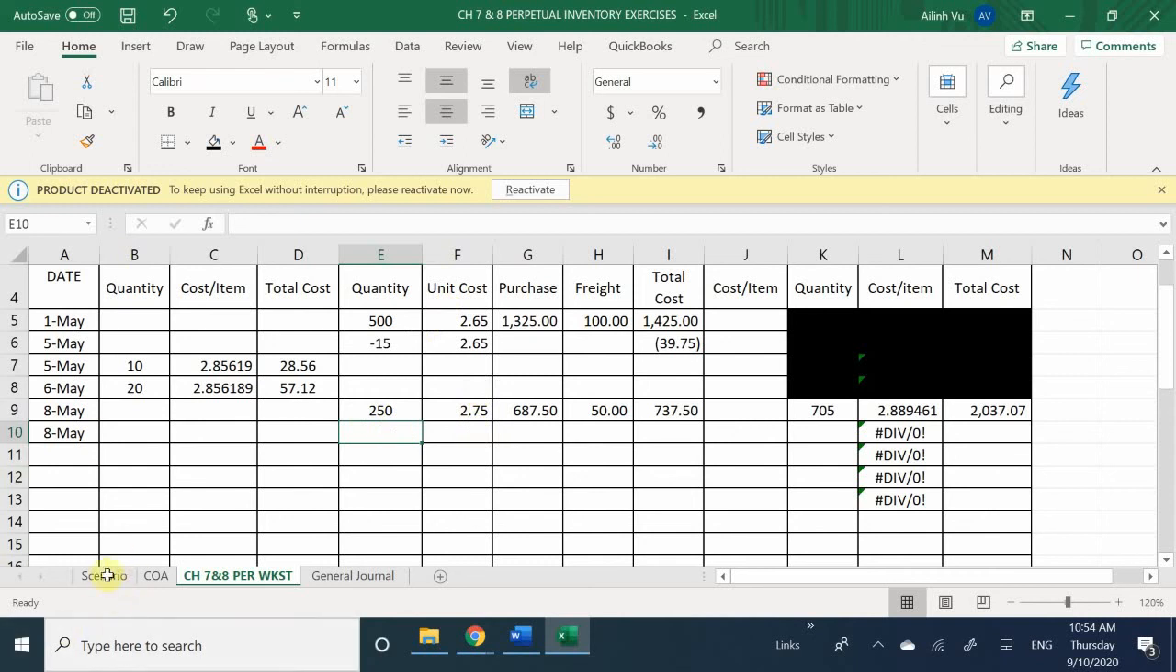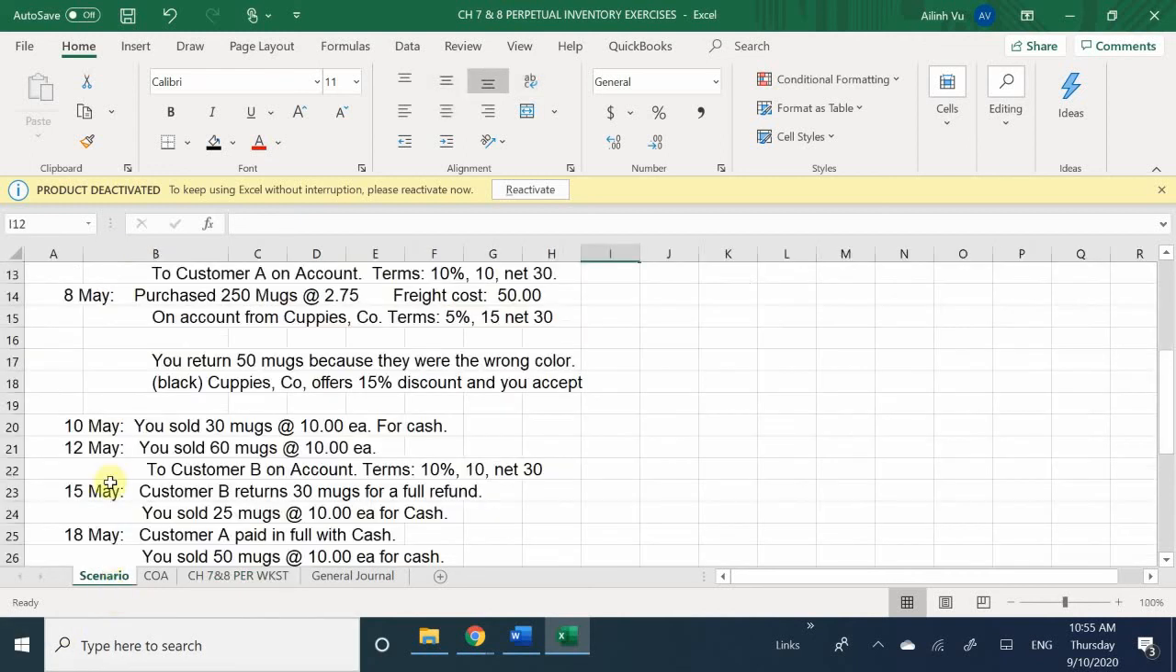$2.75. Okay, I'm going to go back and check how many items we actually returned. In this case, we returned 50 mugs. But we're not taking a discount on the entire amount. We're only taking a discount off the 50, because the rest of them are all brown. It's just this one batch that they accidentally shipped, the wrong color. So in this case, we're only taking the discount on those 50 mugs.